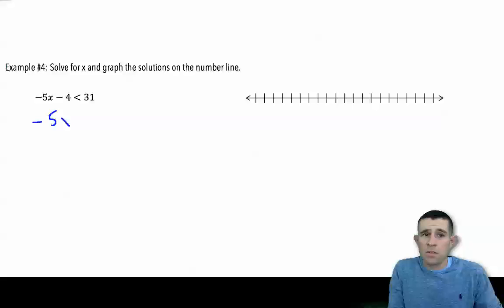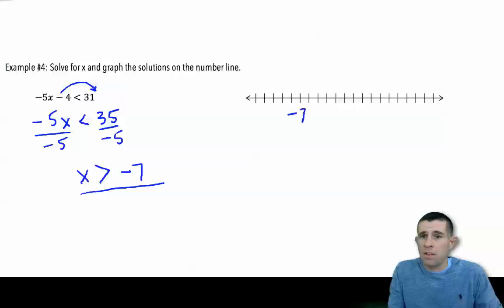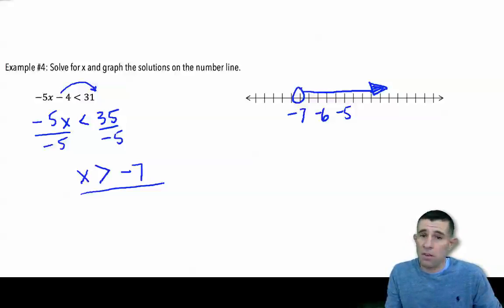So in solving this inequality, we are going to start by adding the 4 over. So we have 35 on the right-hand side, and now we're going to divide by -5. And here's the instance of when we divide by a negative, we must switch the direction of the inequality. 35 divided by -5 is -7. So my solution is all x is greater than -7. So if I put -7 on my number line here, I'm going to have an open circle, and everything to the right indicating all values greater than -7 will make this a true statement.